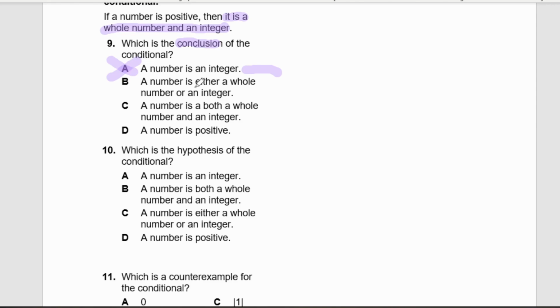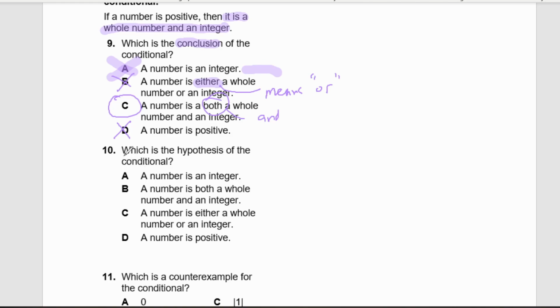B, a number is either. This messes that up. Either means or. And our conclusion has and in it. So we have to be careful there. Cannot be B. A number is both a whole number and an integer. That looks like it's going to be our best bet so far. And then looking at D, that's just our hypothesis. So we are good to go for C. A number is both. That's what and means. A whole number and an integer.